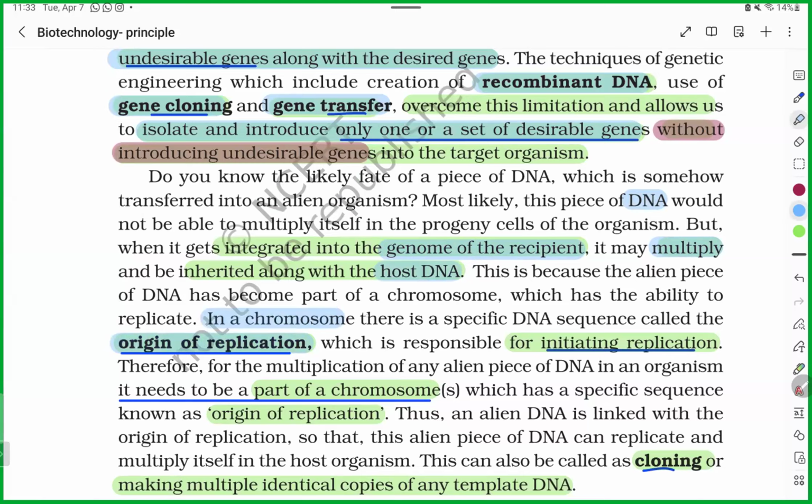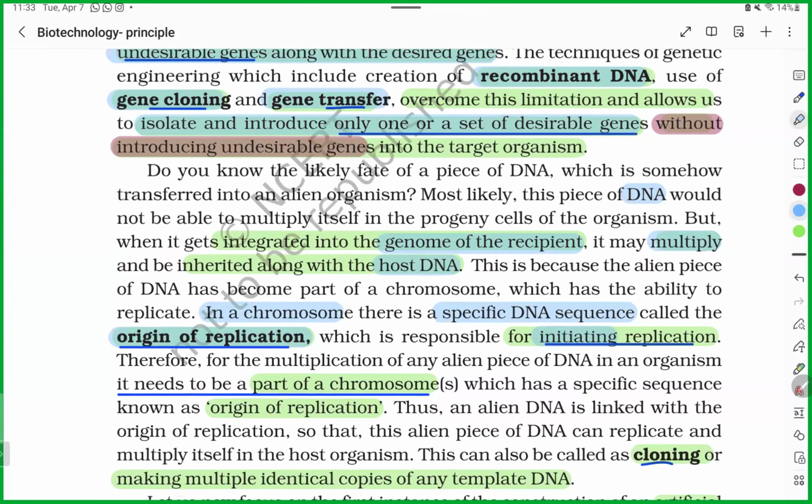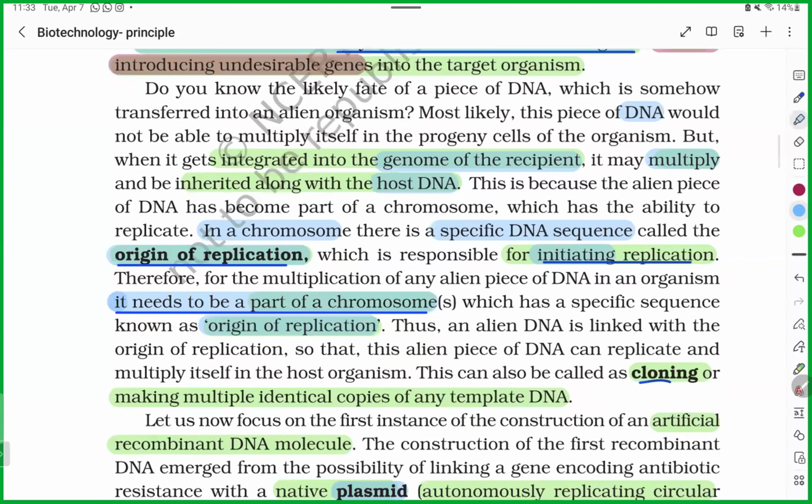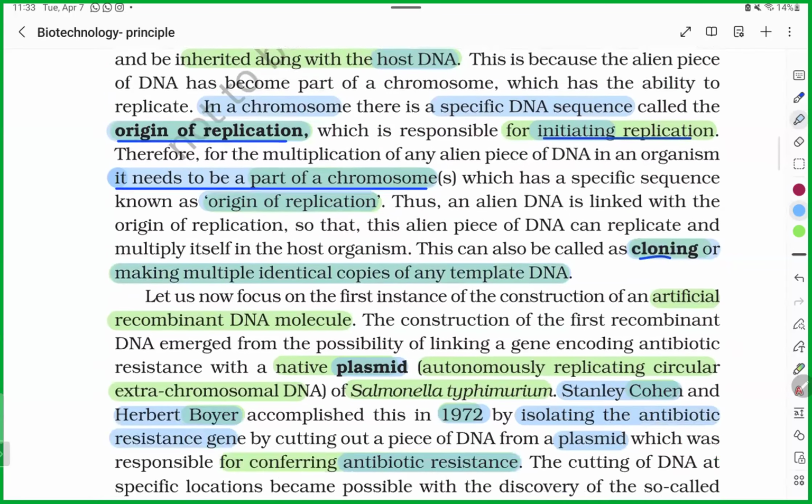In a chromosome, there is a specific DNA sequence known as the origin of replication, and this is responsible for initiating replication. That's why if you want to multiply your DNA in an organism, it should be part of the chromosome which has an origin of replication. No origin of replication, no multiplication possible. If we attach alien DNA with the origin of replication, then it can replicate, it can multiply itself in the host organism. Correct? The process of multiplication is known as cloning.